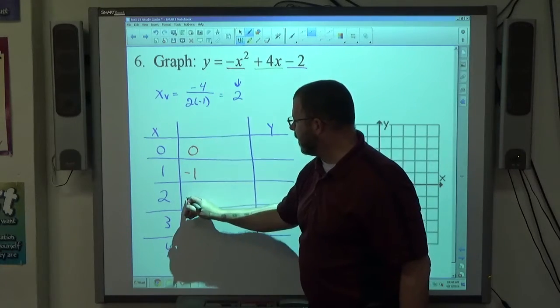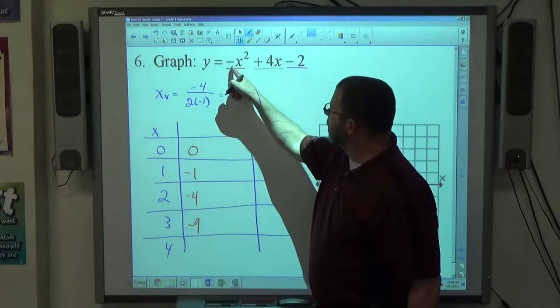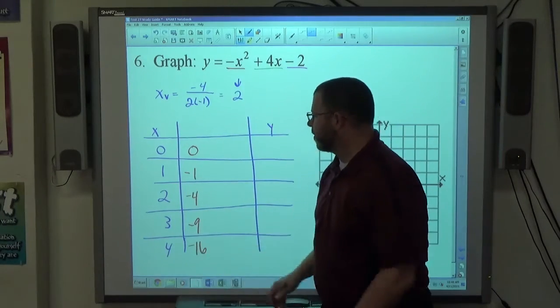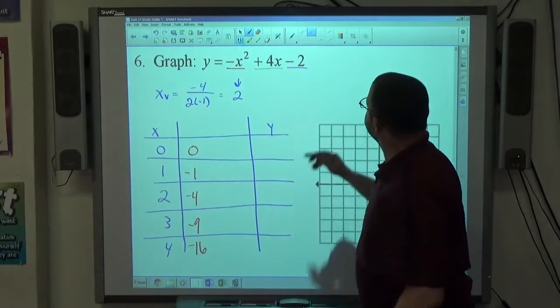2 squared is 4, make it negative, is negative 4. 3 squared is 9, make it negative, makes negative 9. 4 squared is 16, make it negative, so negative 16. So negative x squared just means to square x and make it negative.